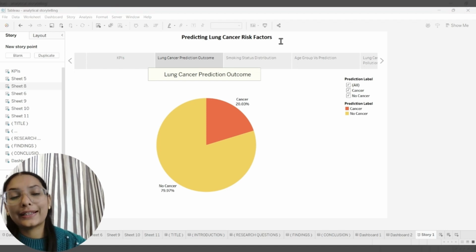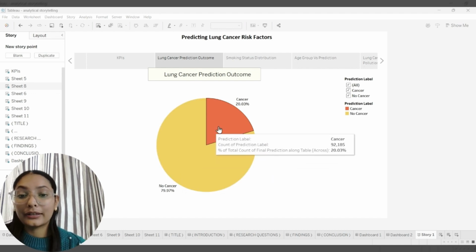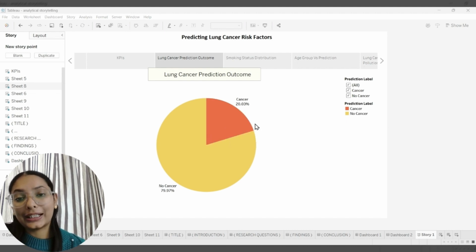Then we look at a simple but powerful chart showing cancer prediction outcomes. Here, I found that nearly 80% of individuals are not predicted to have lung cancer, but the remaining 20% represent a significant portion at risk. This is not just a number. It means 1 in 5 patients in this dataset may be living with or developing lung cancer. That's a call for action.